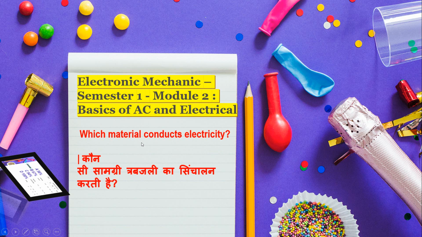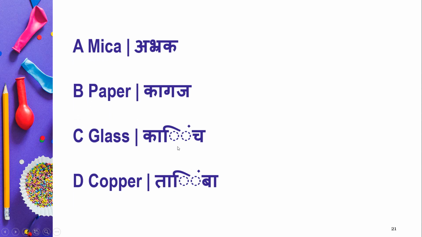Which material conducts electricity? We know that mica is an insulator, paper is an insulator, glass is an insulator. Therefore, these three materials do not allow electricity. Only copper conducts electricity because it is a conductor.